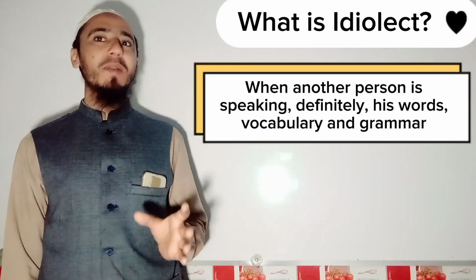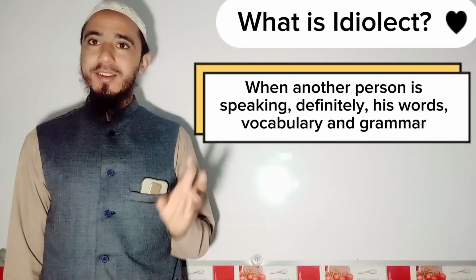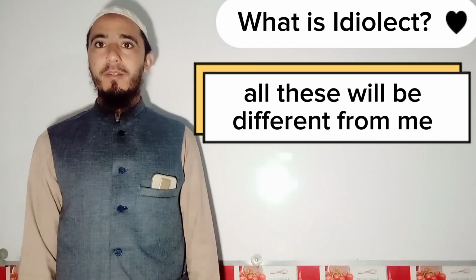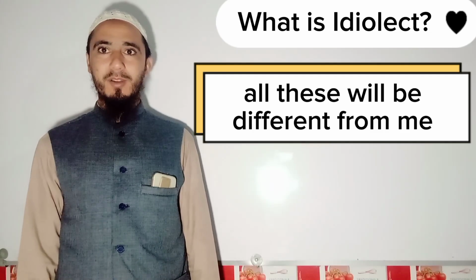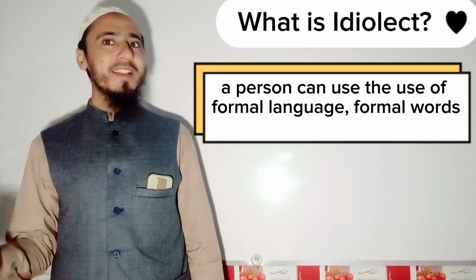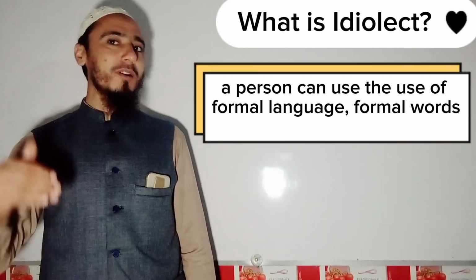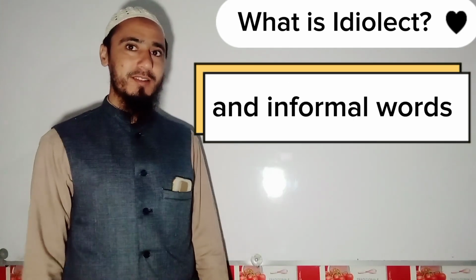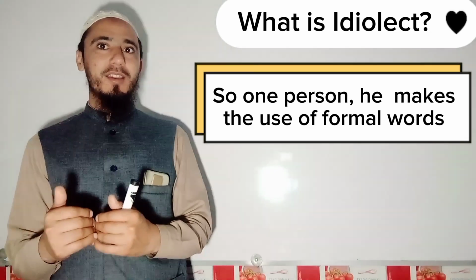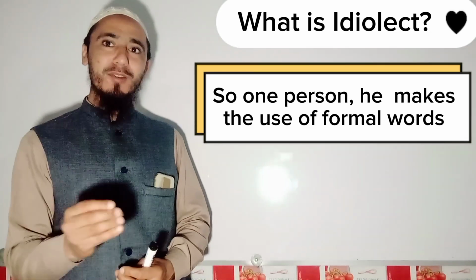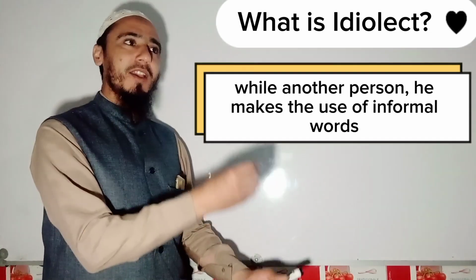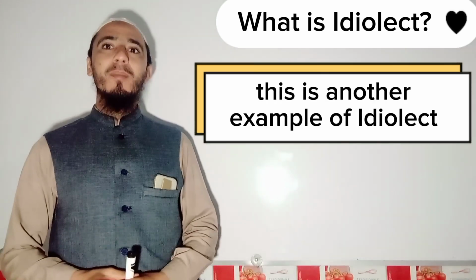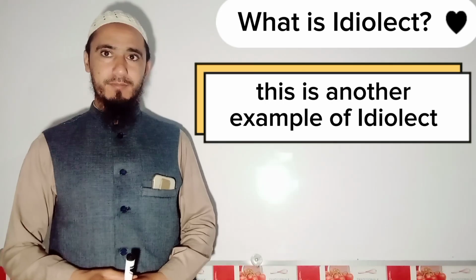When another person is speaking, definitely his words, vocabulary, and grammar will all be different from mine. On the other hand, a person can use formal language, formal words, and informal words. So one person makes use of formal words while another person makes use of informal words. This is another example of idiolect.